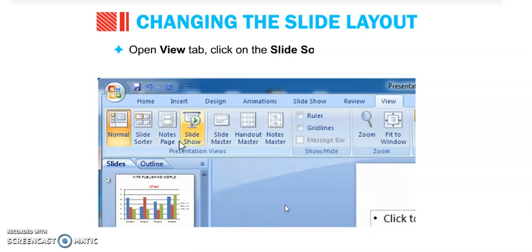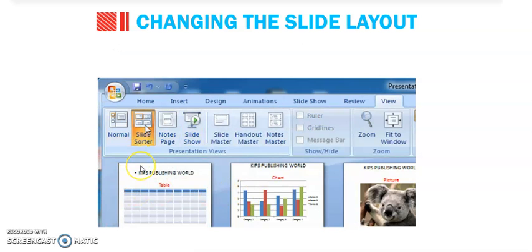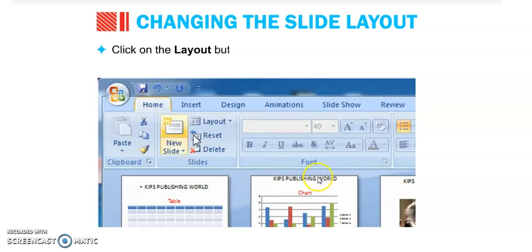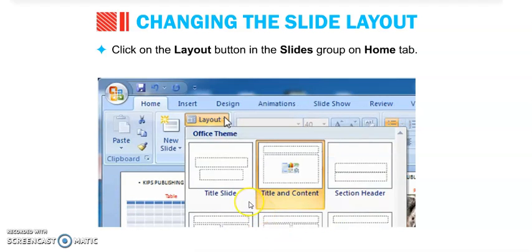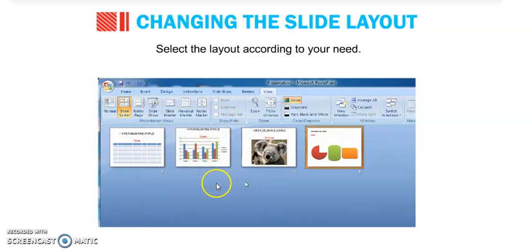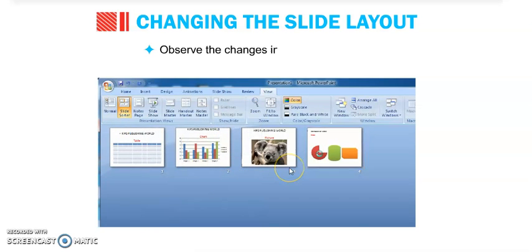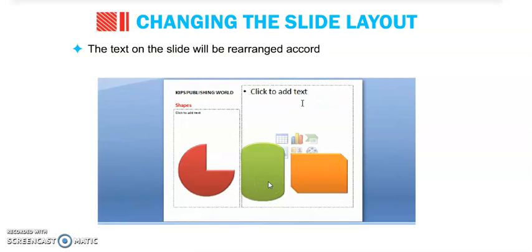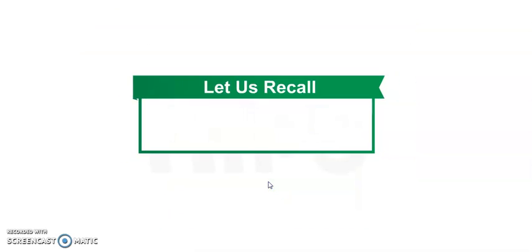First open the View tab, click on the Slide Sorter View button. Choose the slides whose layout you want to change. In Slide Sorter View, slides will come like this in miniature form, so you can see all the slides at once. Click on the Layout button in the Slides group on the Home tab. The Layout drop-down list will open with various layouts. Select the layout according to your need. Observe the changes in the existing slides. Now the text on the slide will be rearranged according to the chosen layout.